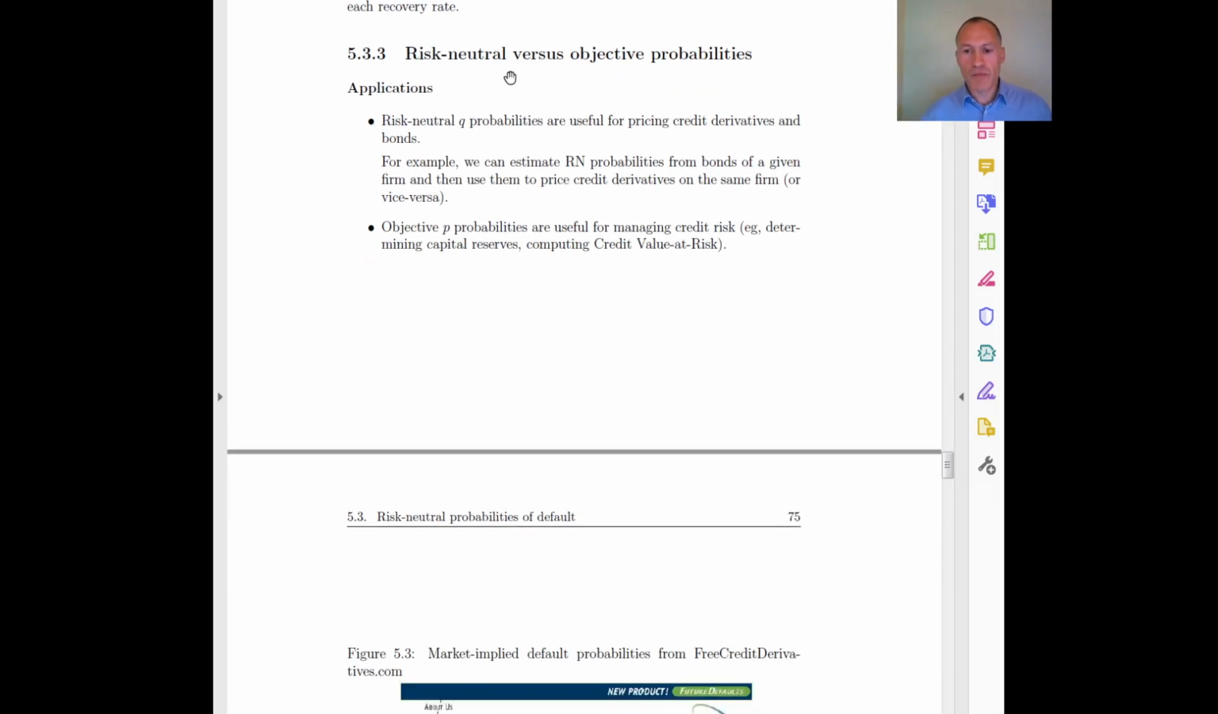At this point we have two different probabilities. Let's compare them. We have the risk neutral and we have the objective probability. The risk neutral probabilities, the ones we are talking about now, are used for pricing bonds and for pricing credit derivatives, as we will see later on. The objective probabilities we have talked about before, that you get, for example, from the logit model that you estimated, or from transition matrices and so on, are used for managing credit risk.